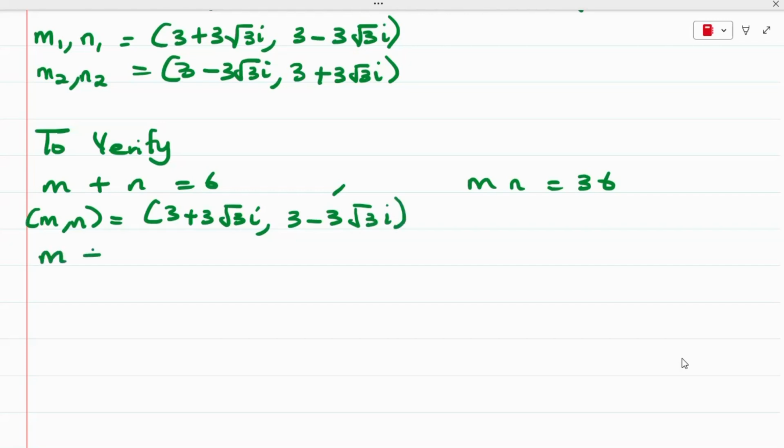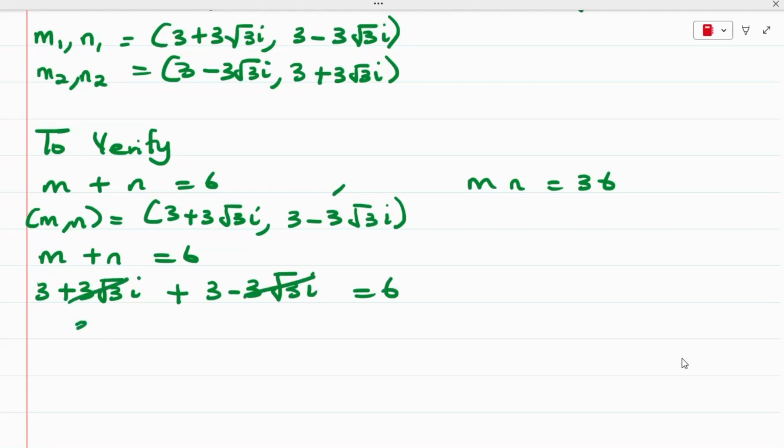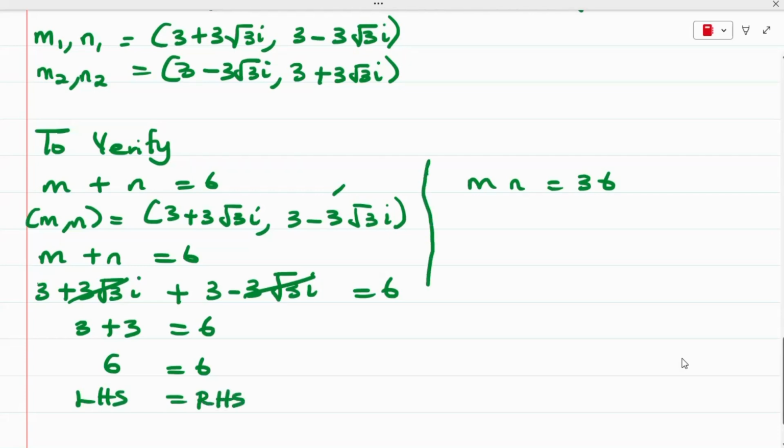So for m plus n equals 6, we have this to be 3 plus 3 multiplied by the square root of 3i plus 3 minus 3 multiplied by the square root of 3i, and this is equal to 6. So we have that this cancels out this, so we have 3 plus 3 is equal to 6. 3 plus 3 is 6, which is equal to 6. So left hand side is equal to right hand side. So we have been able to prove this right here.